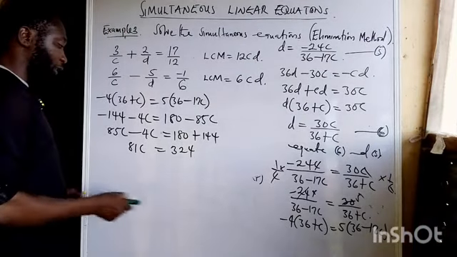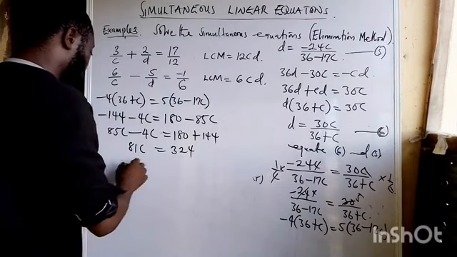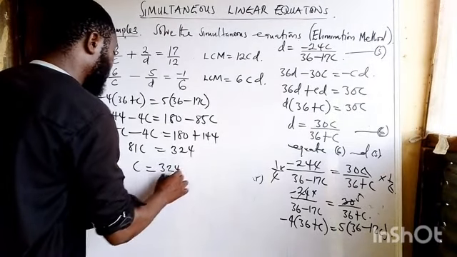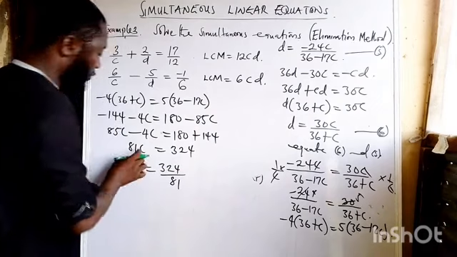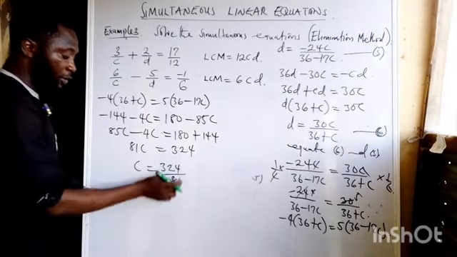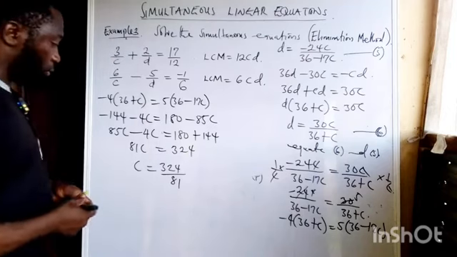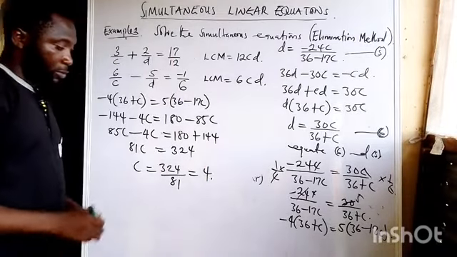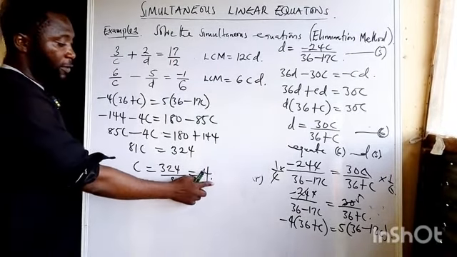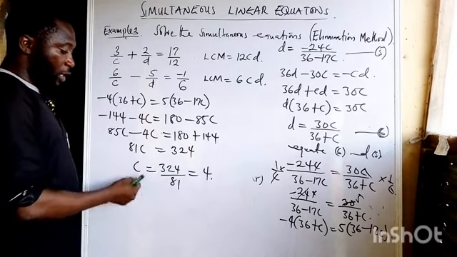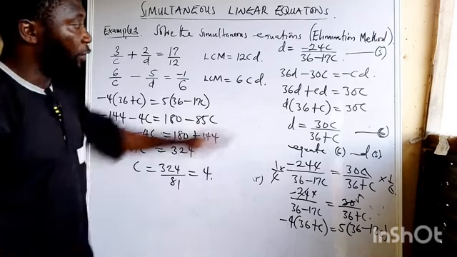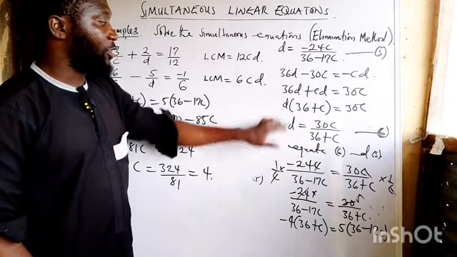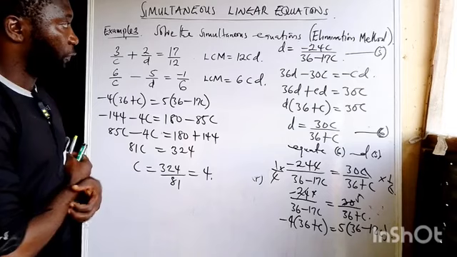So now we divide both sides by 81. C equals 324 divided by 81. You divide both sides by 81, this 81 will go. Now, how many 81 goes in 324? Now, once we know the value of C, we can just substitute the value of C into any of these two results, into these two equations. You may decide to use this or this, any one you feel like using.